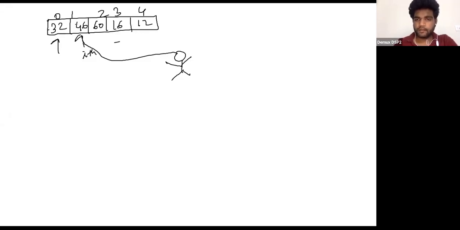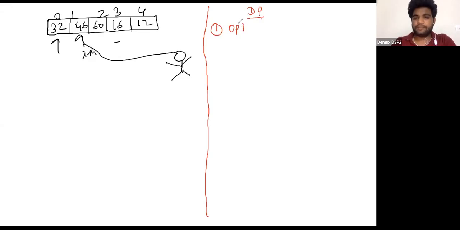Okay. So now let's see. What is my thought process when I get this question? Broadly, using dynamic programming, there are two types of problems that you can solve: the optimization problems and combinatorial problems. So these are broadly the two types of problems that can be solved.